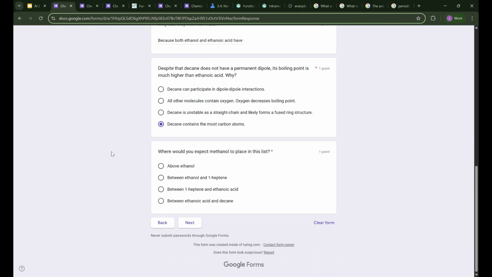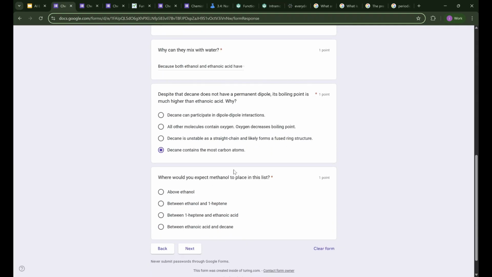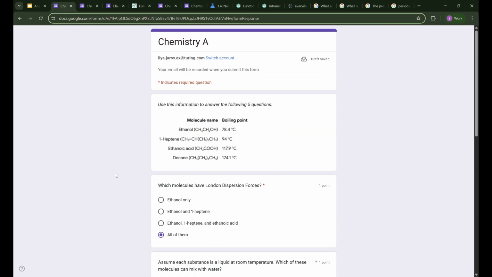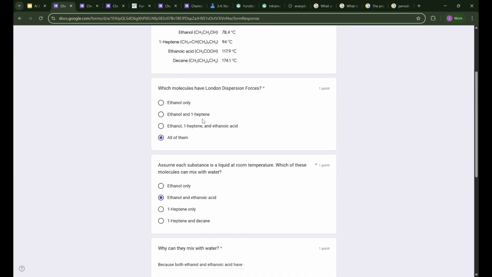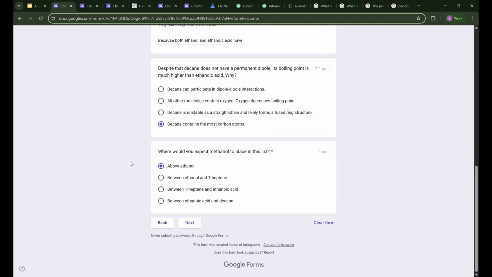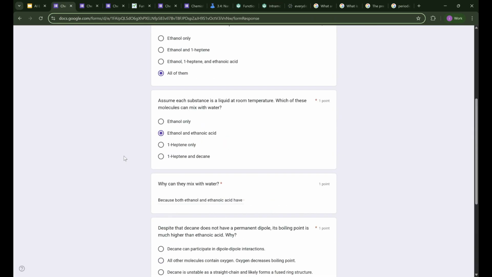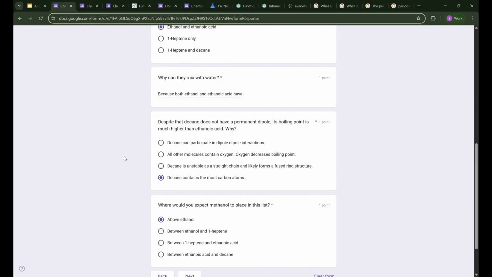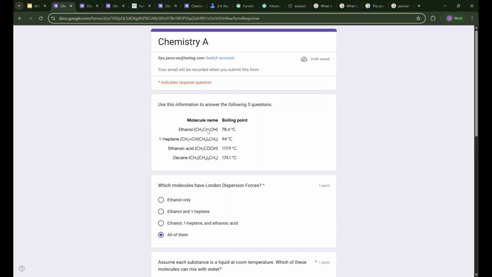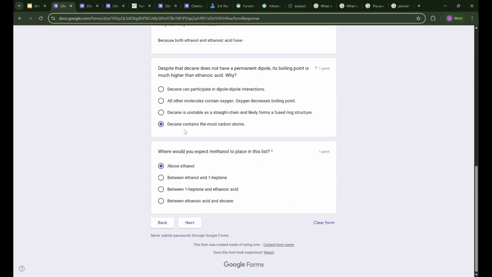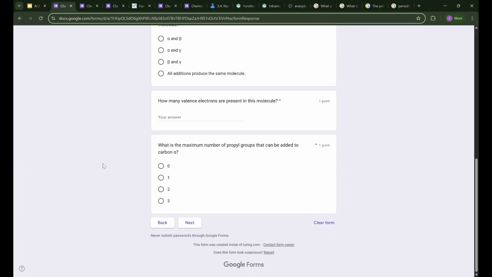Where would you expect methanol to place in this list? So again, methanol is an alcohol, and it's only got one carbon. So methanol is small. It's smaller than this one, so I think it's going to be up here, above ethanol. Yeah, right there. Brilliant. Because this one's also got an alcohol group, but this one's a little bit larger, so it's got more London forces, meaning the IMFs are stronger.